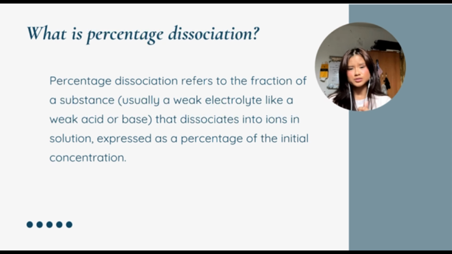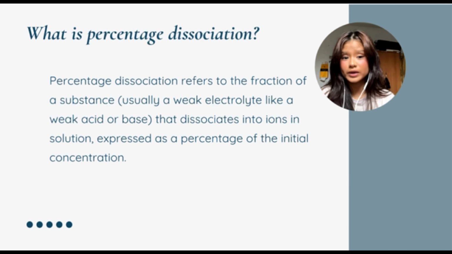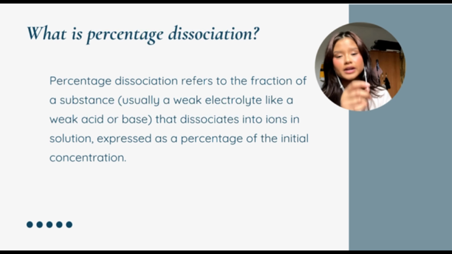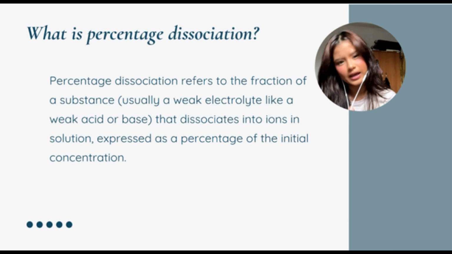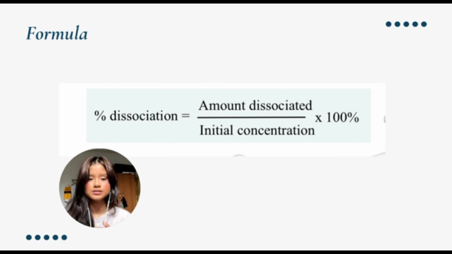What is percentage dissociation? Percentage dissociation refers to the fraction of a substance, usually a weak electrolyte like a weak acid or base, that dissociates into ions in solution, expressed as a percentage of the initial concentration. This concept helps us understand how much of the substance exists in its ionized form, which is crucial for reaction and biological processes.